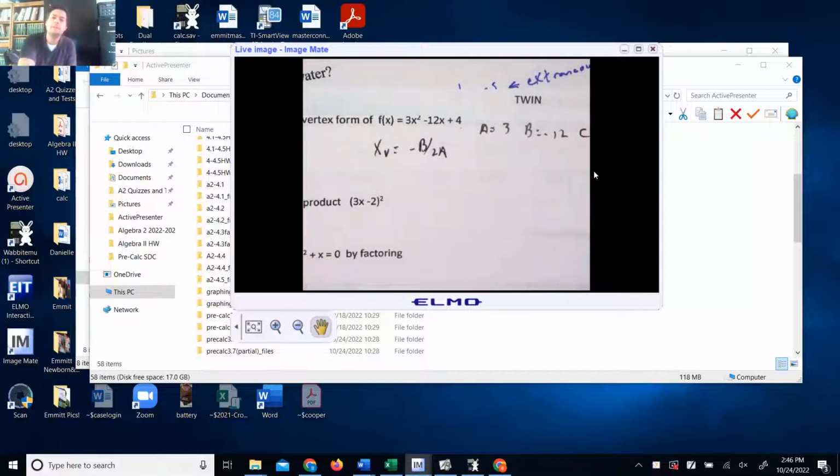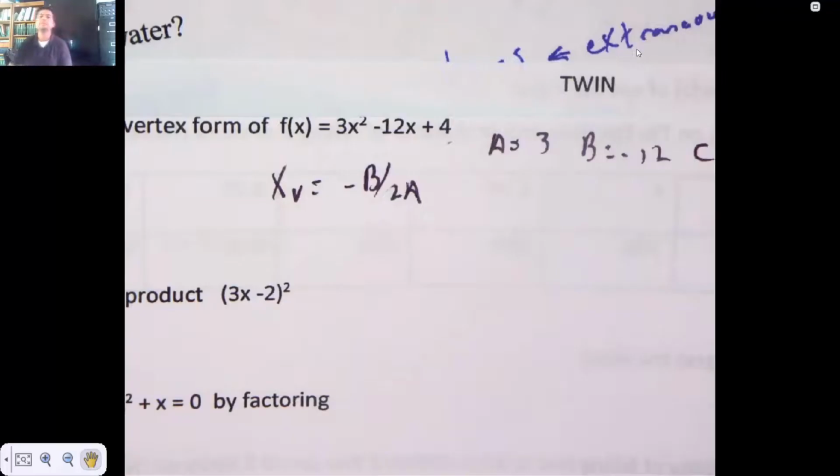Let me maximize this screen. Why am I showing you such a little screen?